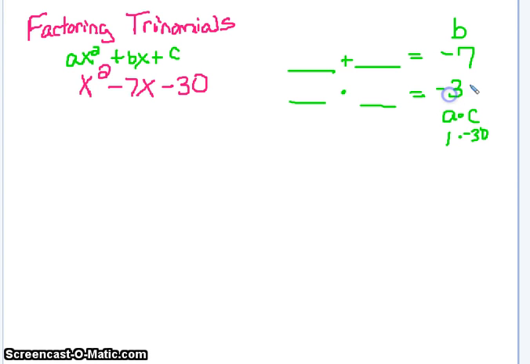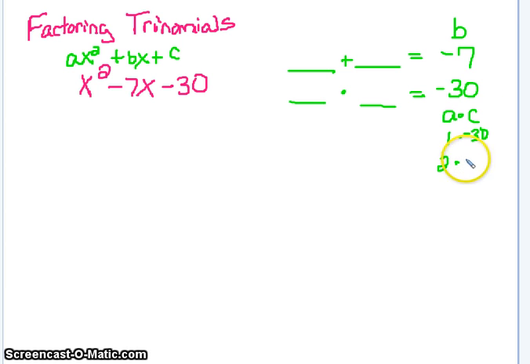In this case it's going to be negative 30. And so my answer is negative 30. They have to multiply to give me negative 30 and add to give me negative 7. Some of you may already have the answer. Some of you maybe have no clue where to even start. Well, we know 1 times 30 is a possibility, but 1 plus negative 30 isn't going to give me negative 7.